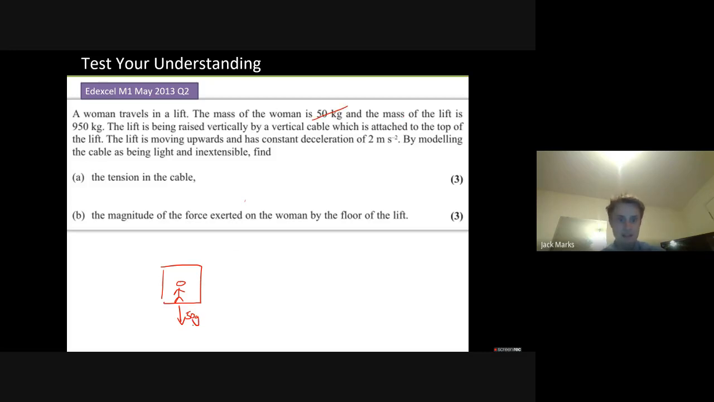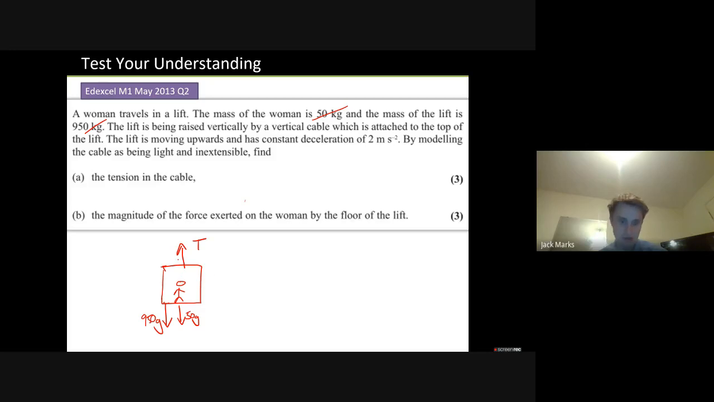The mass of the lift is 950. So the lift itself is 950g. The lift is being raised vertically by a vertical cable, which is attached to the top of the lift. This sounds like a force, so let's call this a tension force, because there must be some sort of force pulling the lift up. Why? Well, if the woman's there and the lift has a weight as well, what's to stop the thing just falling to the ground? It doesn't make any sense unless there is some kind of tension force here.